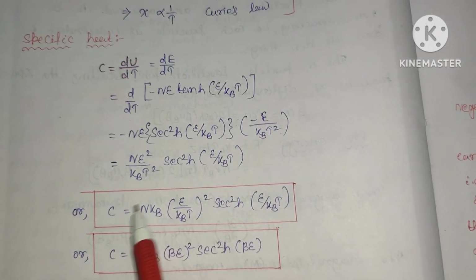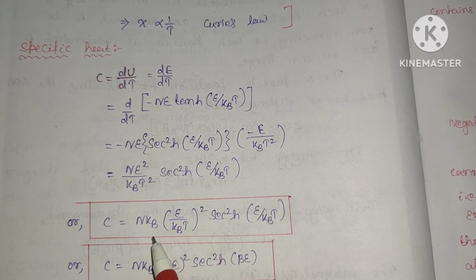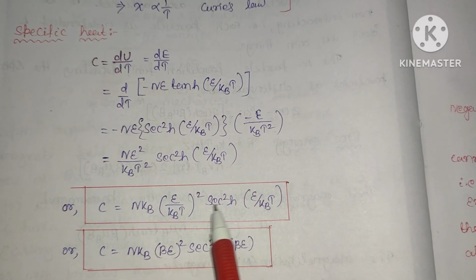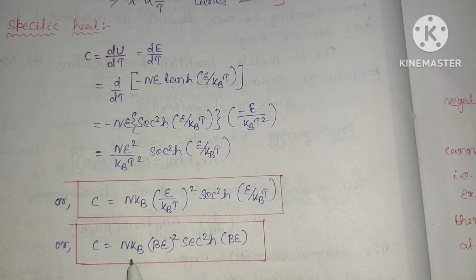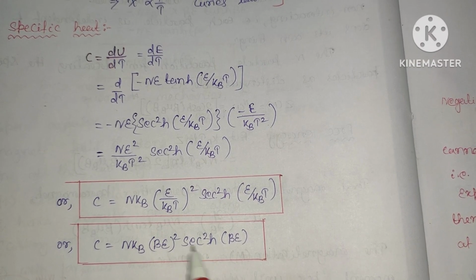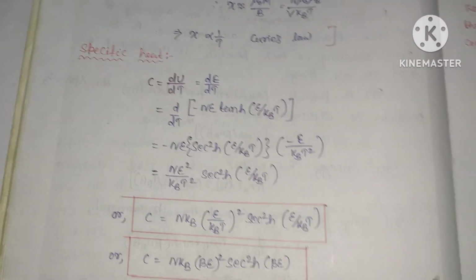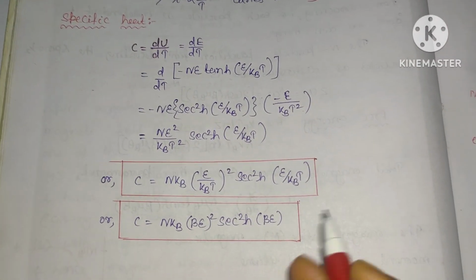So here you can simply, taking nk common, you can write ε/kBT whole square. One k will get cancelled, this will remain as one k. So sech squared ε/kT, or simply this will be equal to nk β, this 1/kT is your β, ε squared sech squared into your βε. So we have calculated the thermodynamical functions for your two energy level system.